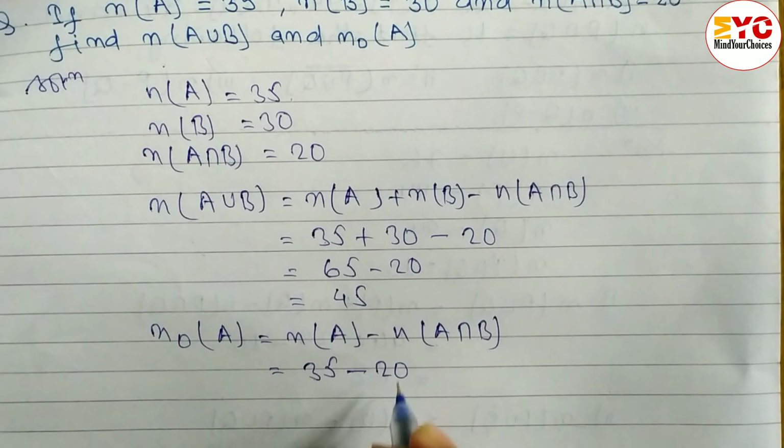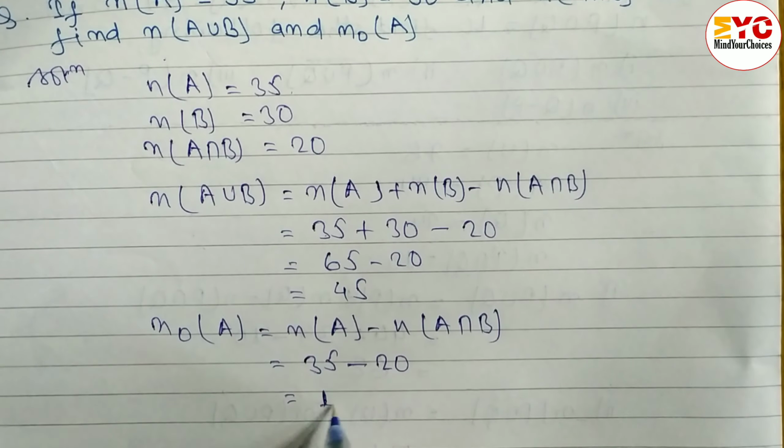n(A intersection B) is 20, so write 20. Let's subtract these two, we get here 15. So only A is equal to 15.